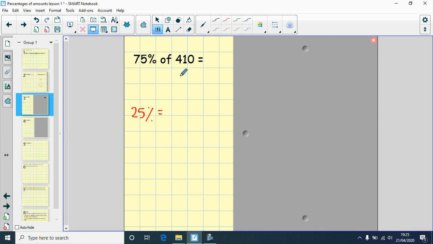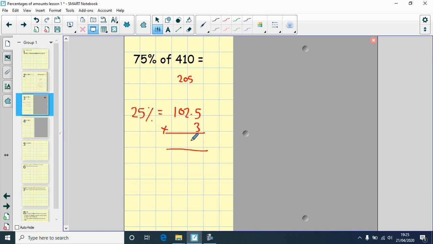So half of 410 would be 205, a little jot in there. Half 200 would be 100, and half of 5 would be 2.5. So that means 25% is 102.5. That's not the answer though, because I need to do 75%. So I know that 25 times 3 is 75%. So that means I need to times this 102.5 by 3 as well.